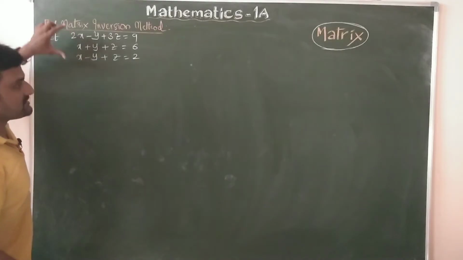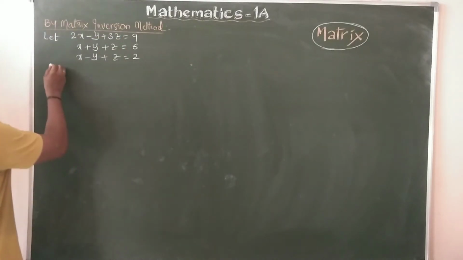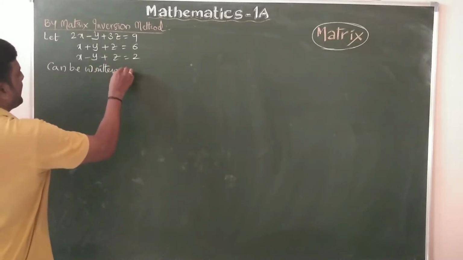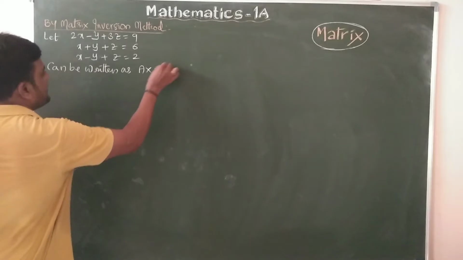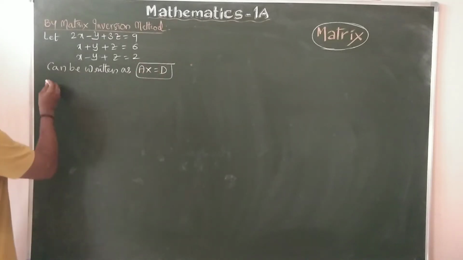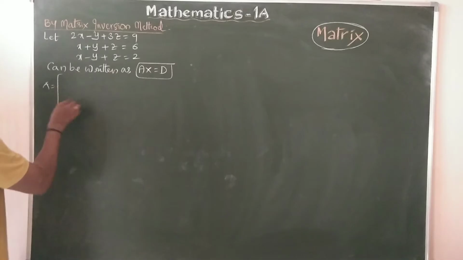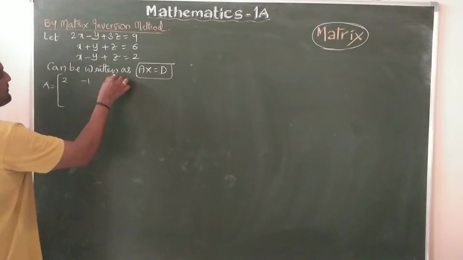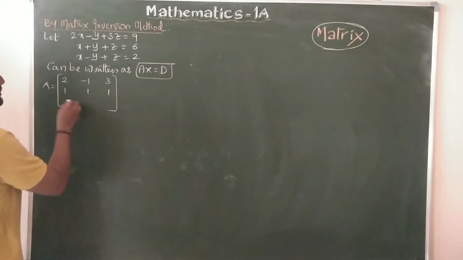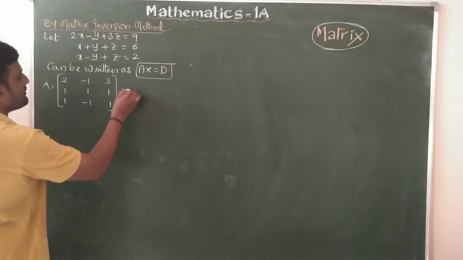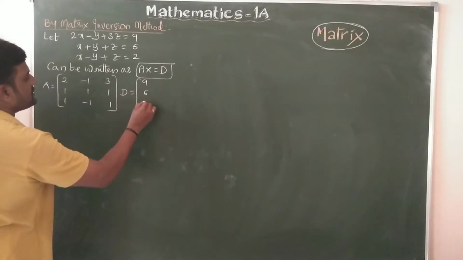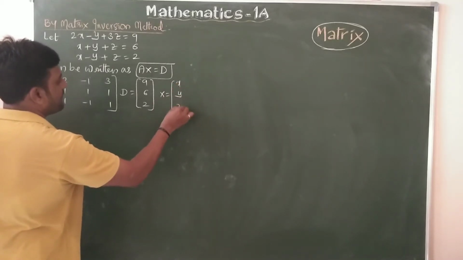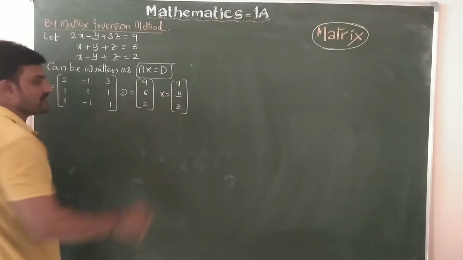Now the given linear equations can be written as AX equals D. Then here we can write A equals 2 minus 1 3, 1 1 1, 1 minus 1 1, and D equals 9 6 2. Now X equals the column matrix x y z.